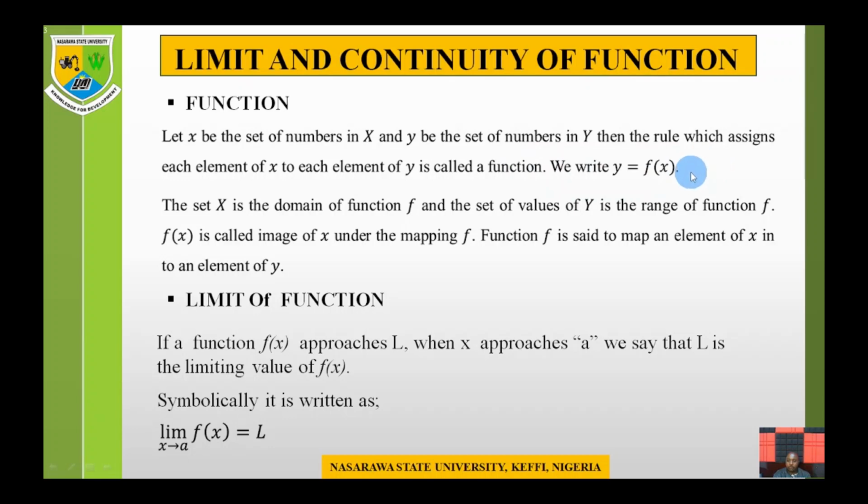Y equals f of x. The set X is the domain of function f, and the set of values of Y is the range of function f. F of x is called the image of x under the mapping f. Function f is said to map an element of x into an element of y.